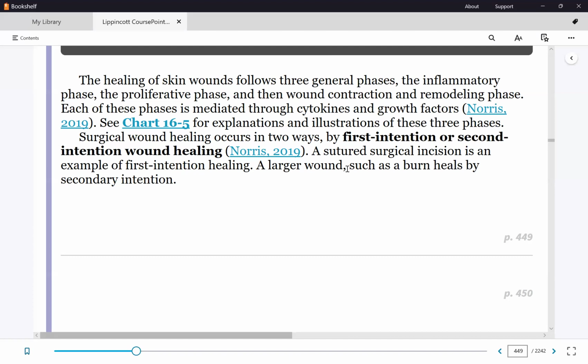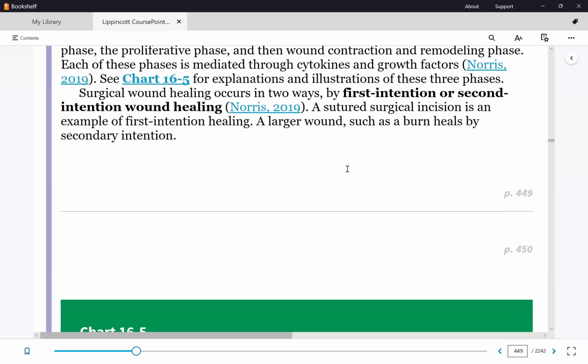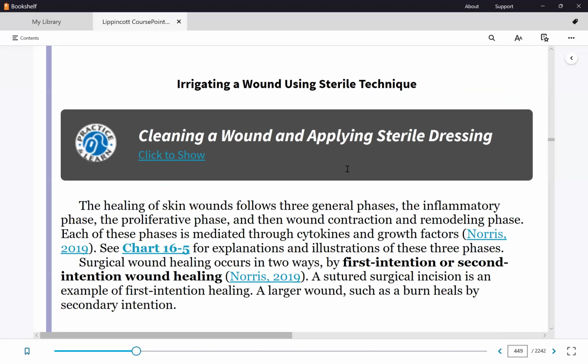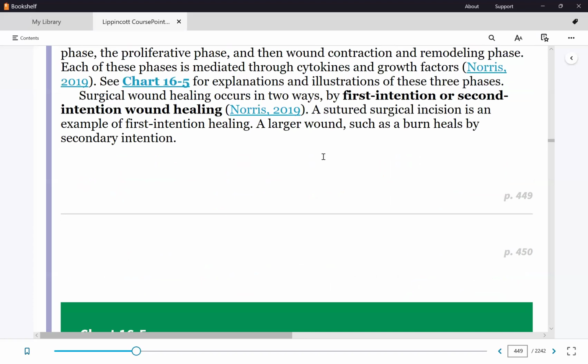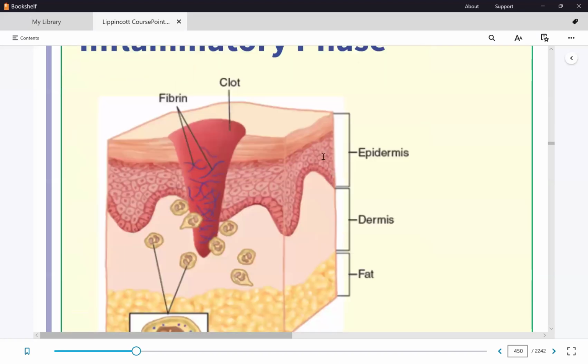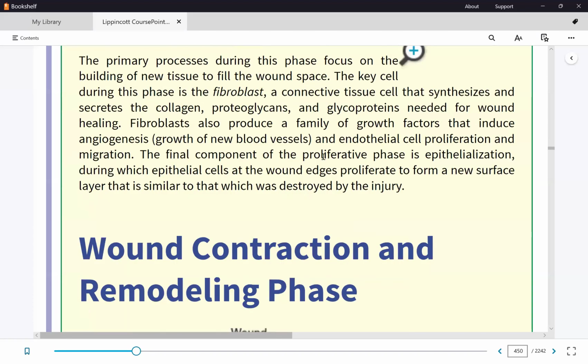Now, a tertiary intention wound is an infected wound, meaning it takes 3 steps in order to heal. First, the infection has to resolve. After infection resolves, then granulation tissue can grow, and then the skin can close. Understood? Okay. I won't test this chart.